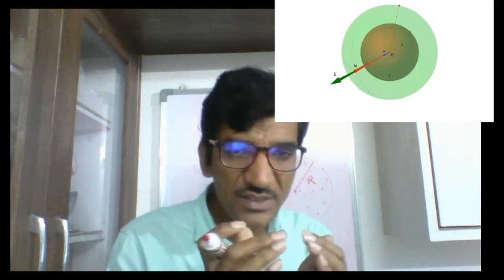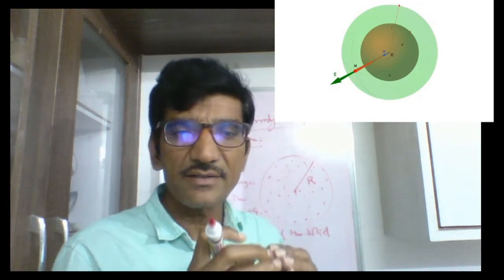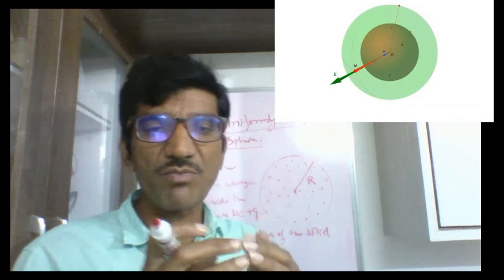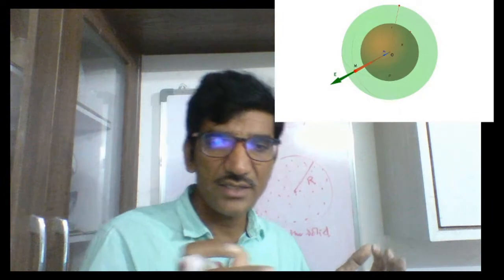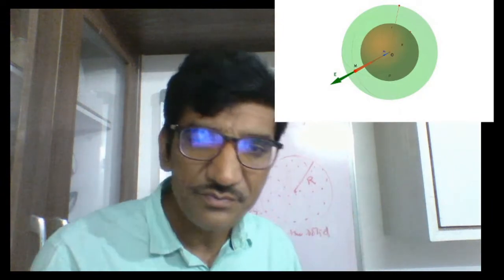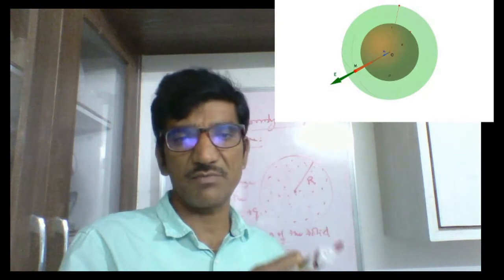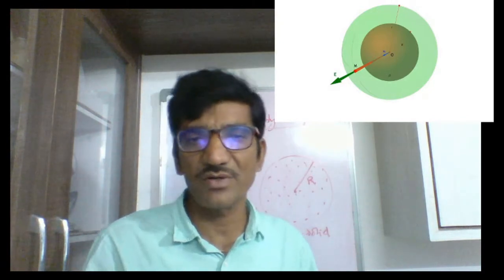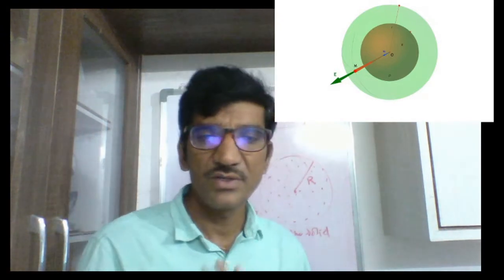Why? If you are considering a small sphere inside the big sphere, it can preserve only a small amount of charge. If you are taking the bigger sphere, then it will be able to preserve more charge. You can put more charge in the big sphere, and a small amount of charge in the small sphere. That we have to consider today.